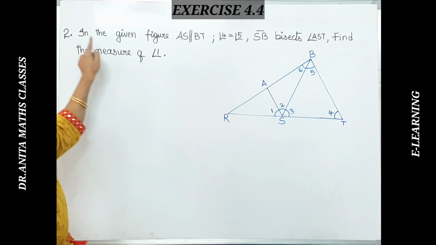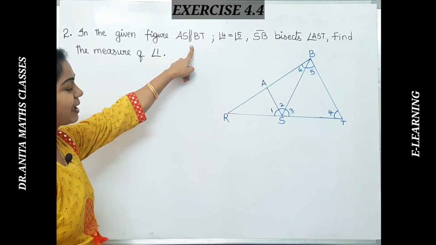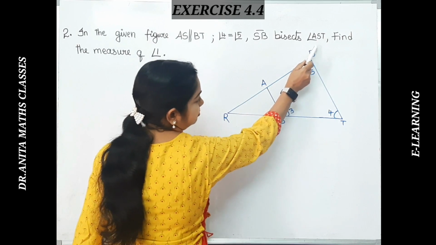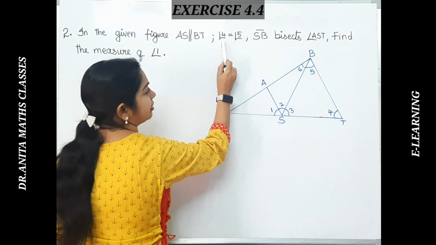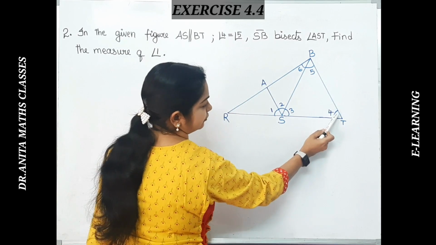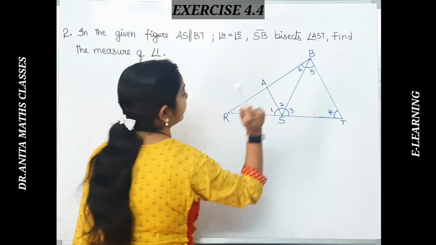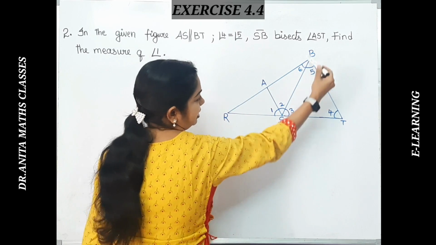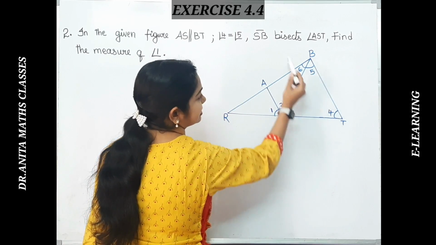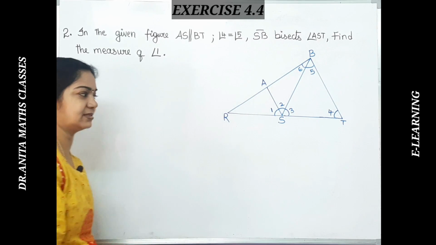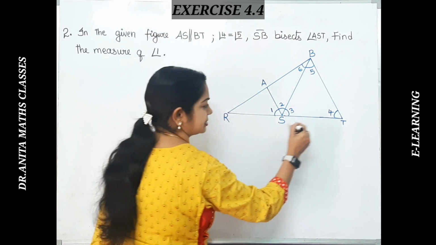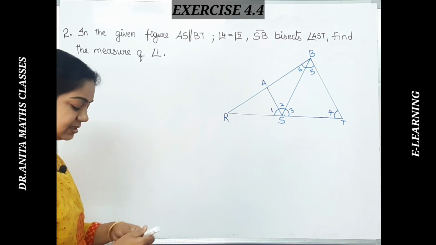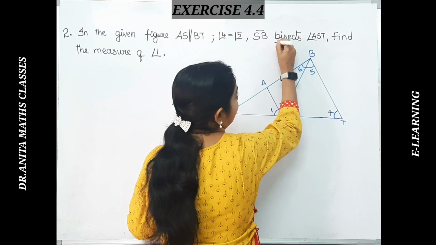Here, the second problem: in the given figure, AS is parallel to BT. Angle 4 equals angle 5, these 2 angles are given equal, and line SB bisects angle AST. Bisecting here means it is making it into 2 equal halves.